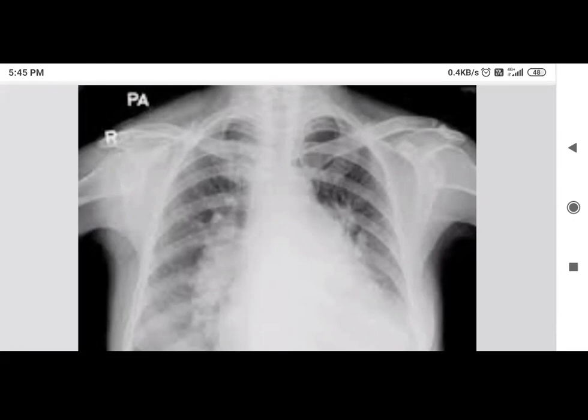Okay, ECG. Sir, here the cardiomegaly is also there, no, sir? Yes, cardiomegaly is there. I agree with you.